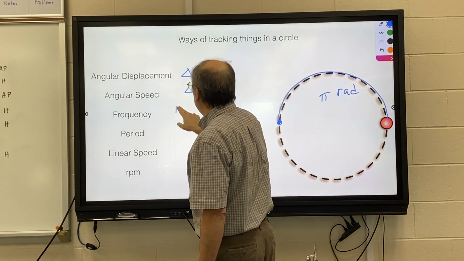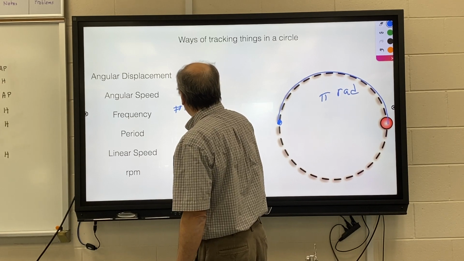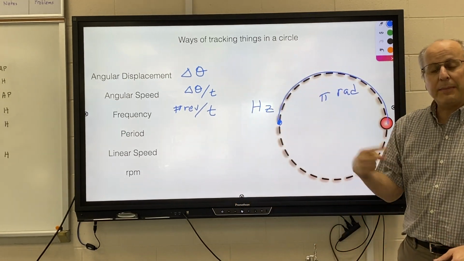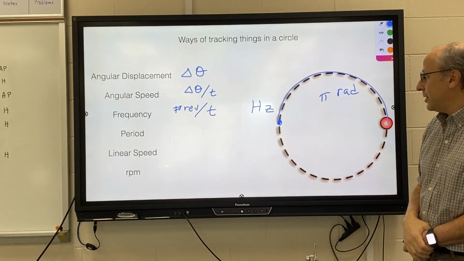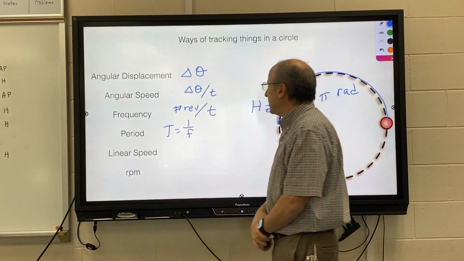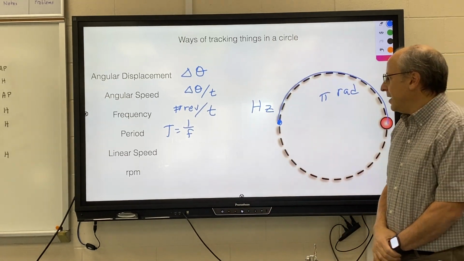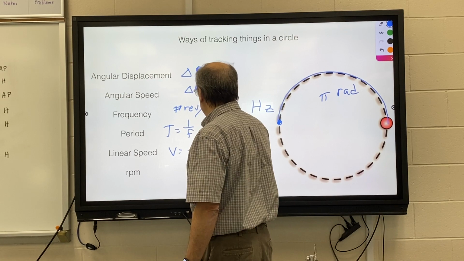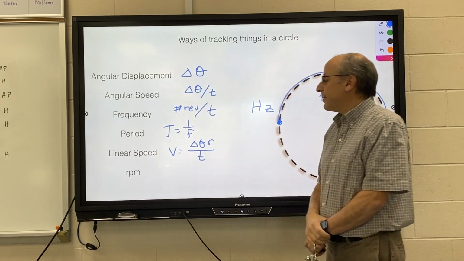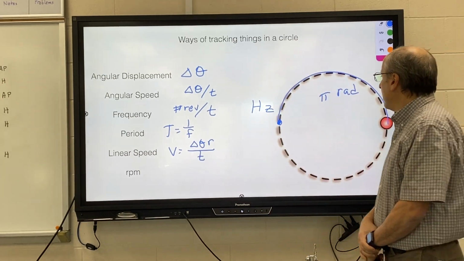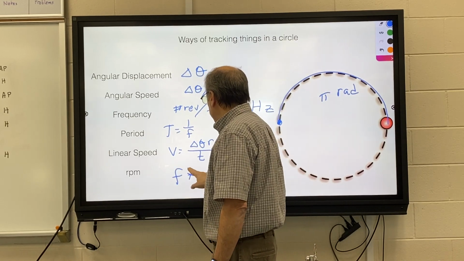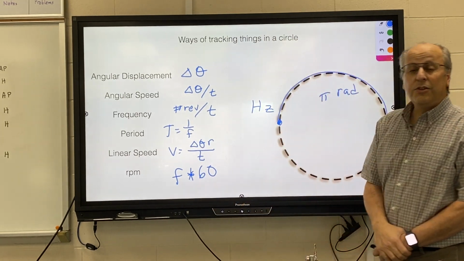For your frequency, you do number of revolutions divided by time. That will come out in hertz. So you just count up how many times it goes around, you divide by how much time it took. Remember, period is the time for one cycle, and that is the reciprocal of frequency. To get the linear speed, we've been doing that a lot recently. You do the angular displacement, you multiply by the radius, and you divide by time. RPMs is how many times you go around in a minute. So if you take your frequency and multiply by 60, you'll get your RPMs.